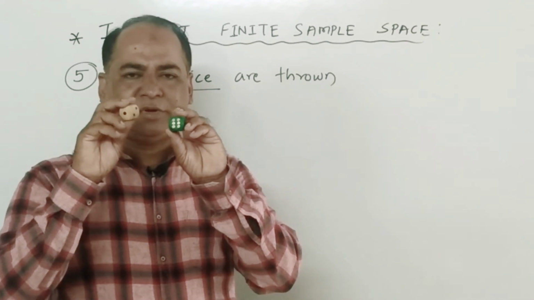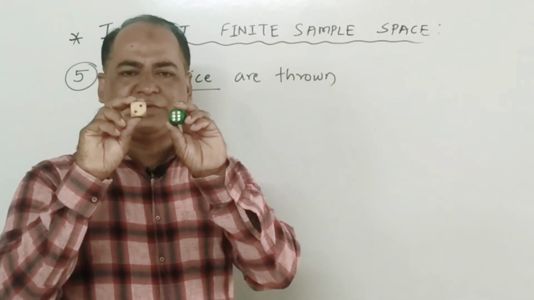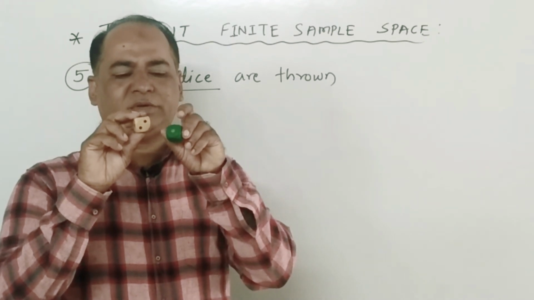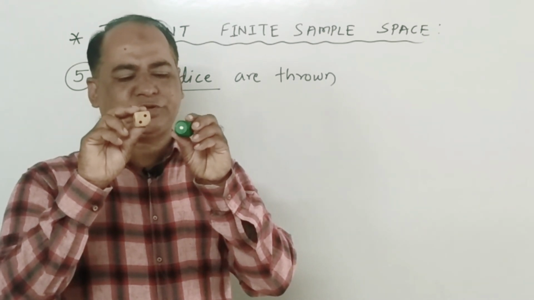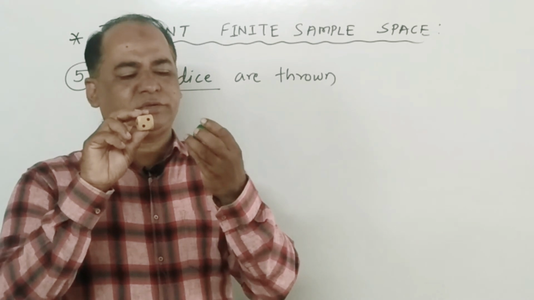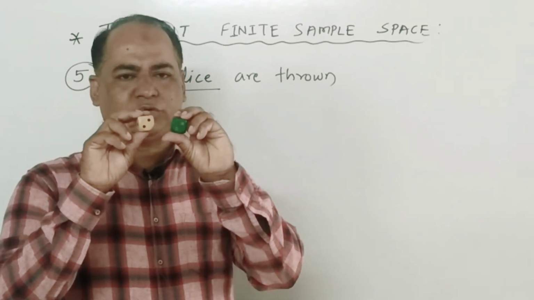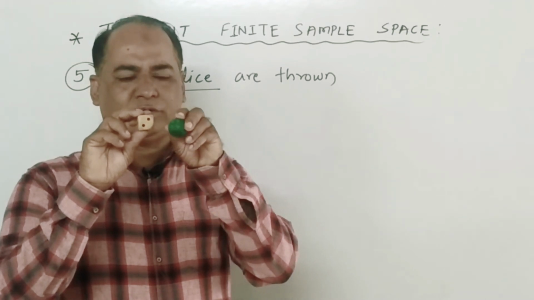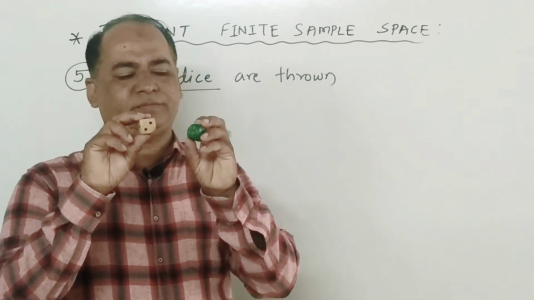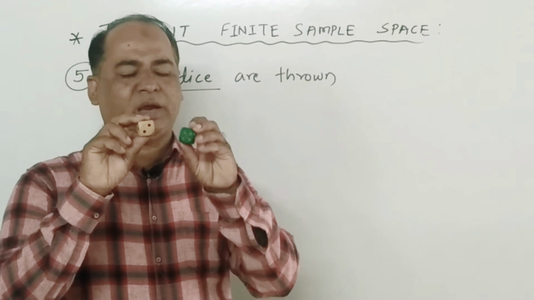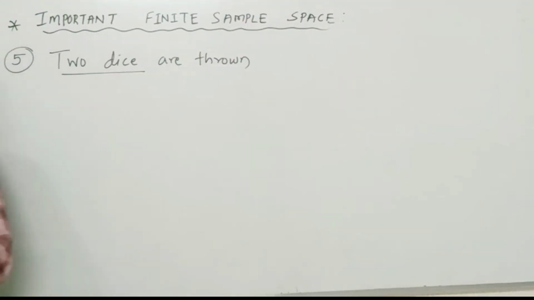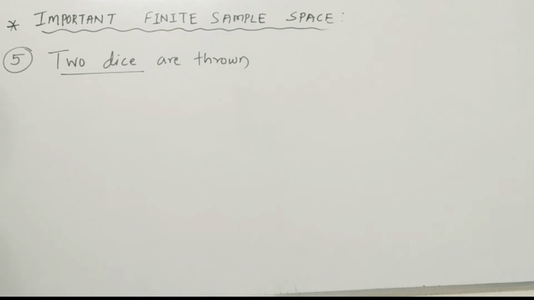Then the next step: on the first die we fix the outcome 2. Then on the second die 1, so 2, 1, and 2, 2, then 2, 3, 2, 4, 2, 5 and 2, 6. In this manner, in all there will be 36 outcomes when 2 dice are thrown.